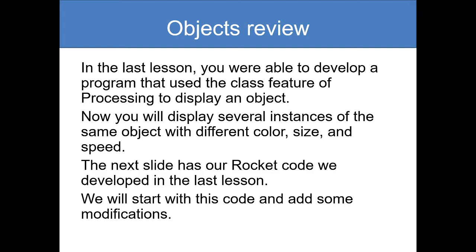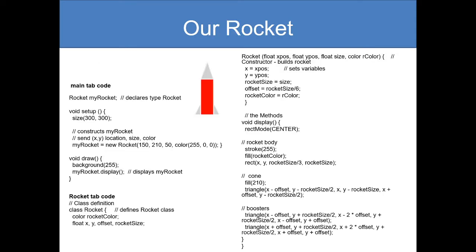So last class, we were able to develop that program that used the class feature to make our rocket. You should, on your own, have your own drawing that you've been working on with our rockets as well. So now we're going to go in and change our rockets. We're going to start with the rocket code that we did last time. Note that we distinguish the different tabs in this bold heading. So this is the main tab, and this is the rocket tab.